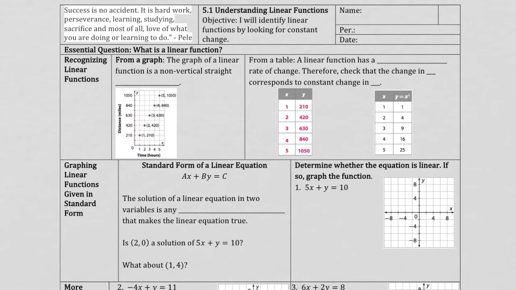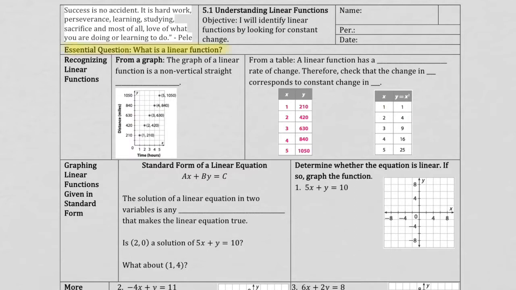So today what we're going to be doing is starting chapter 5, which is all about linear functions. The main objective of today is to be able to identify what a linear function is. That's why the essential question is, what is a linear function? So we're going to figure out if something is linear or if it's not linear. So anyway, let's get started with the first part.